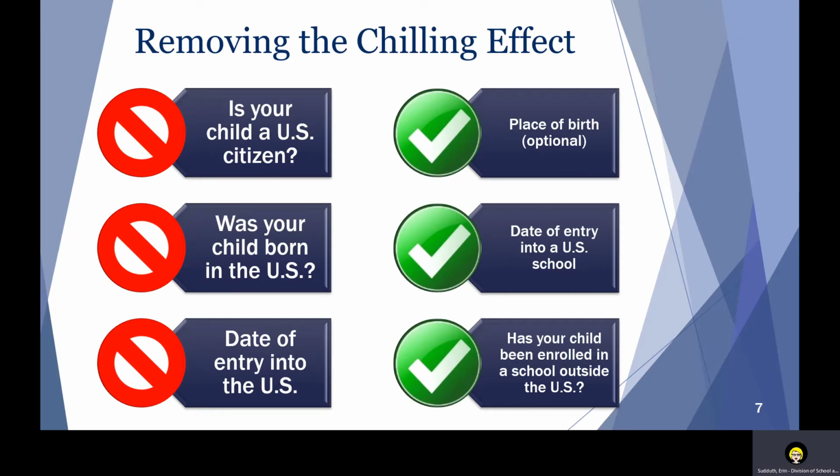Schools must train staff on how to prevent a chilling effect. It's all in how you ask the question. Here are some examples of how questions can be reworded to remove the chilling effect and still obtain the necessary information. Instead of asking, "Is your child a U.S. citizen?" ask, "What is the child's place of birth?"